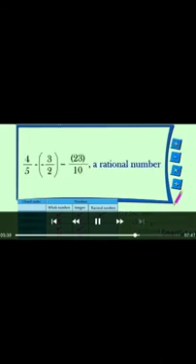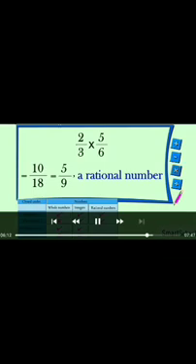Now, let us see if they are closed under subtraction as well. On subtracting two rational numbers, the result is a rational number again. So, for any two rational numbers p and q, p minus q is also a rational number. Hence, rational numbers are closed under subtraction as well.